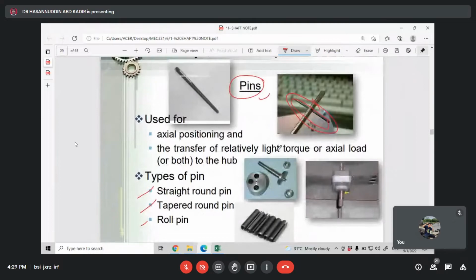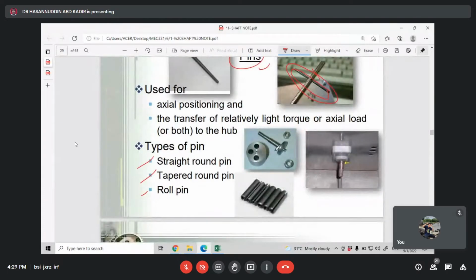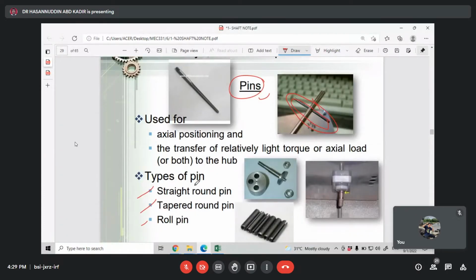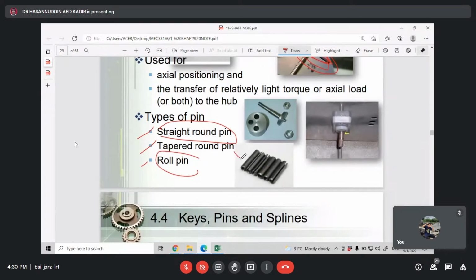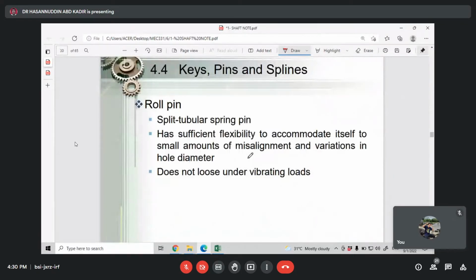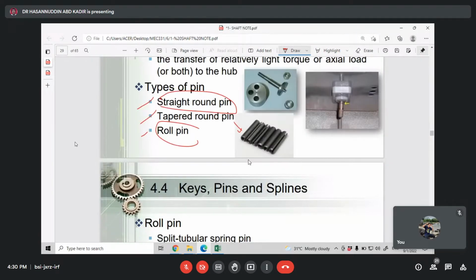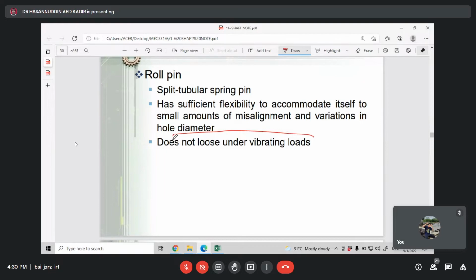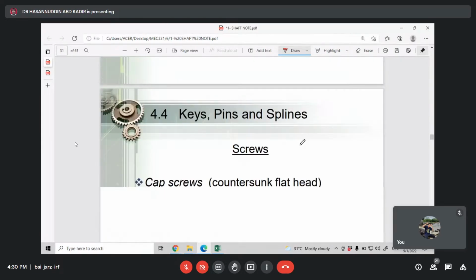Ni tak ada explanation bagi sini. Ada yang bentuk tapered ni dia akan ada macam sikit angle lah bahagian sini. Ini pin. Ada yang straight round pin ni, dia macam ni je, dia memang ada bulat dia macam tu je. Dia bulat, dia straight dia. Ada yang roll pin ni dia boleh masuk lah bahagian sini. Masuk dalam sini. Masuk boleh load, dia boleh lock terus, dan dia boleh tahan pada under vibration load.